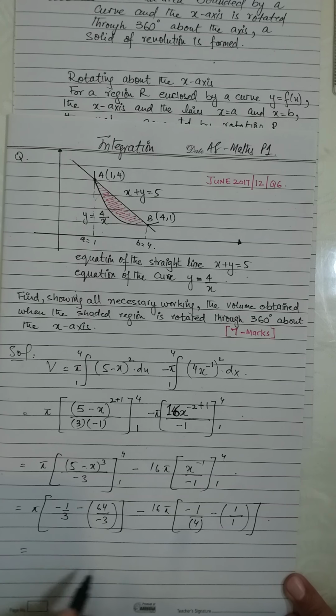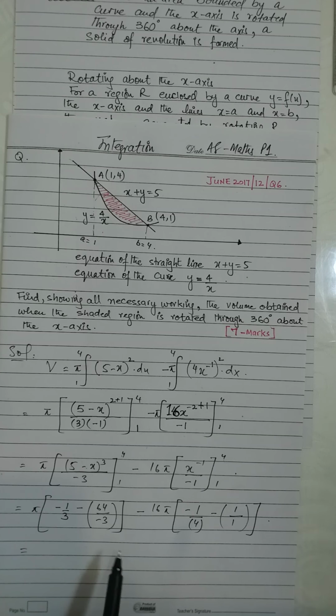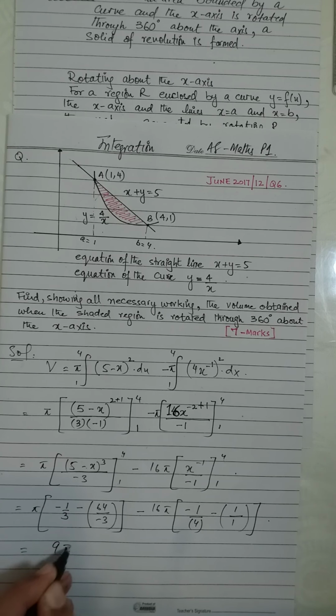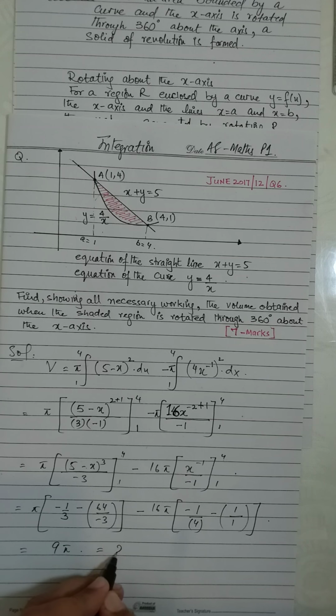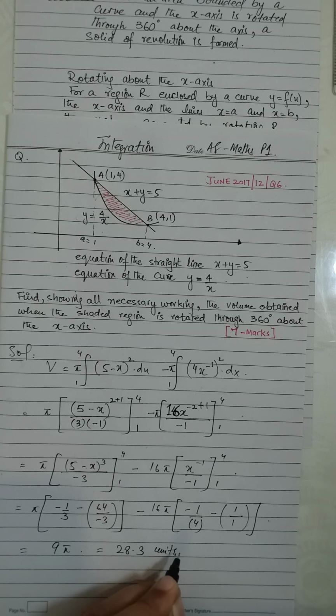Once I use the calculator and work out the values of all of this, I should get my answer as 9 pi. 9 pi would be my final answer, which is the exact value, leaving it in terms of pi, or I can also write this as 28.3 units squared.